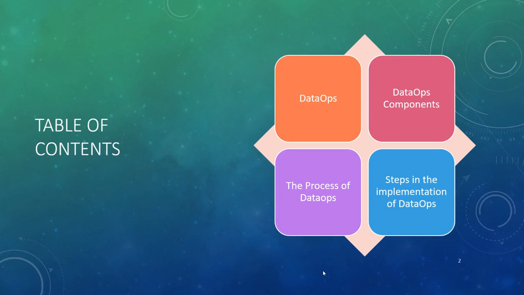So this presentation is going to be mostly divided into 4 parts. On the first part, I'm going to be talking about DataOps. What is it? What are the benefits of it? Then I'm going to be talking about which are the main components of DataOps. Then I'm going to be talking about what is the main process of DataOps, which is basically divided into 3 parts. And to conclude, I'm going to be talking about some of the steps for the implementation of DataOps in any type of company.